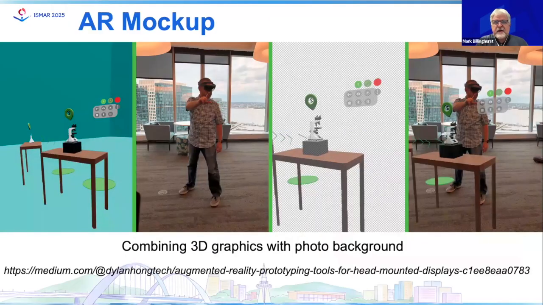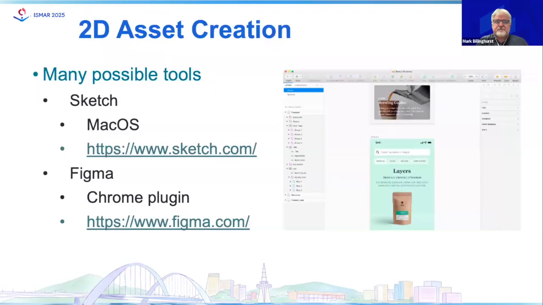Here's another example of building an AR mockup. What they've done in this case is they've taken some 3D graphics. They've got a photograph of the person using the HoloLens. Then they subtract the background from the photograph, basically green screen it, and then combine the two together. And so you can see on the far right a mock-up of what it might be like to use this HoloLens app in the real world.